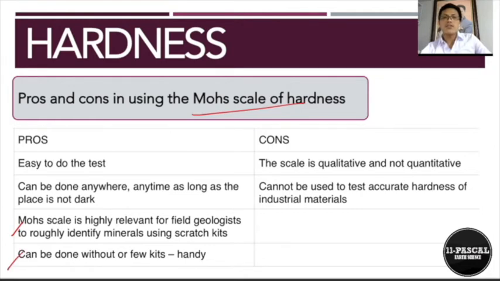However, for the disadvantages, the scale is qualitative and not quantitative in terms of measurement. So you cannot expect to get an exact measurement of the hardness of a mineral. It cannot be used to test accurate hardness of industrial materials. As I've said, it's only for qualitative measurement, so it's not really that exact.